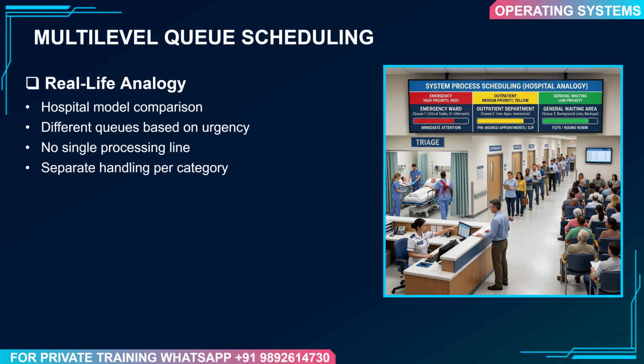Think of it like a hospital. There is an emergency ward, an outpatient department, and a general waiting area. Patients are not treated in one single line. Instead, they are categorized based on urgency. Similarly, in multi-level queue scheduling, processes are placed into different queues depending on their priority or nature. Each queue can have its own scheduling algorithm and rules.